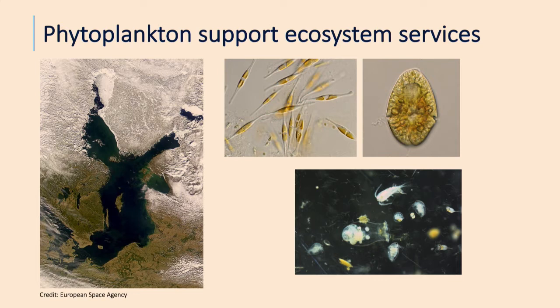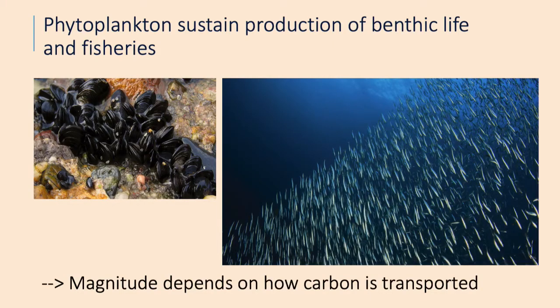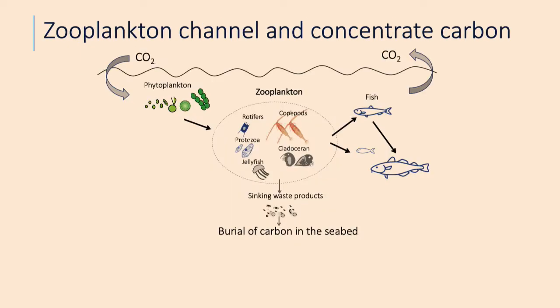And the phytoplankton blooms take up carbon from the atmosphere, and as such they regulate climate at a global scale. In addition, they sustain the production of benthic life, as we see here with blue mussels, but also fisheries production. But the magnitude of this aquatic production depends largely on how the carbon is transported in the food web. And here, zooplankton organisms perform a key role.